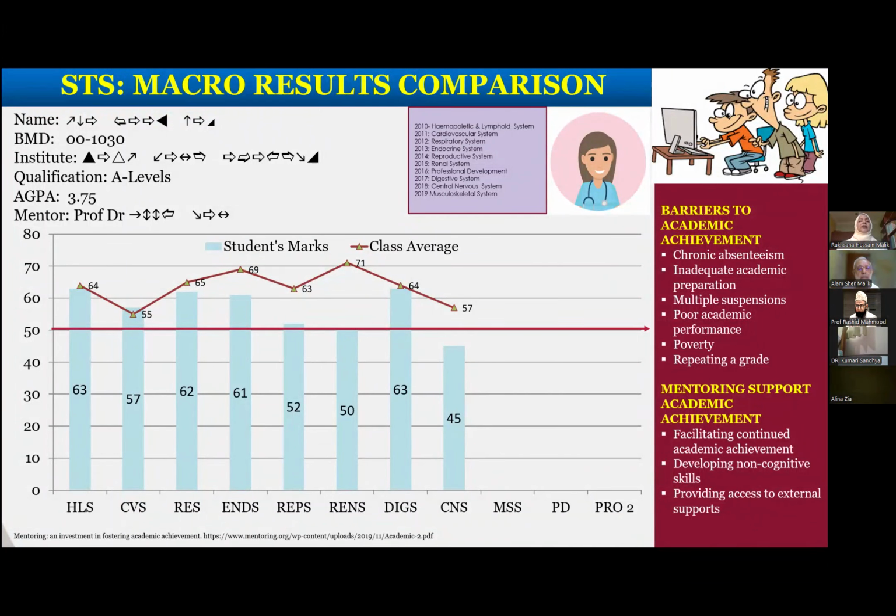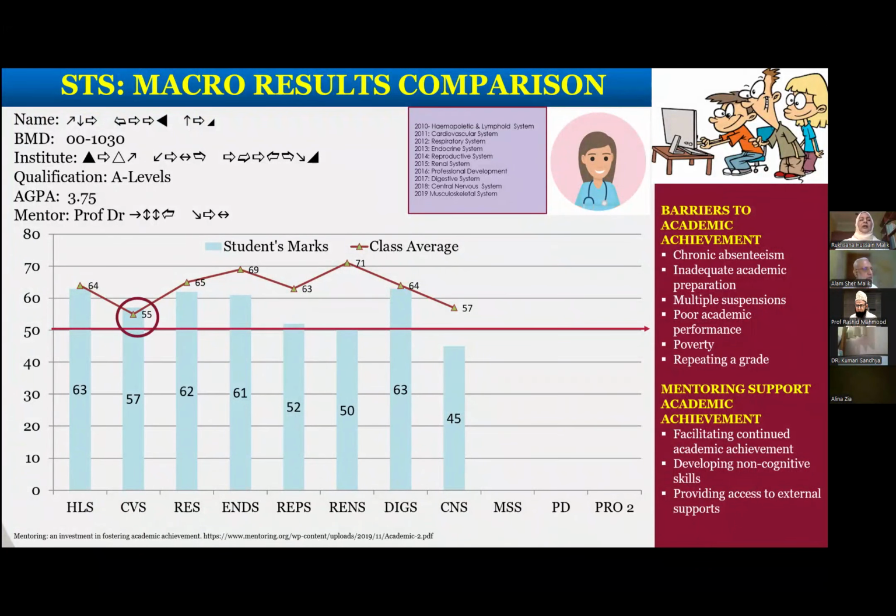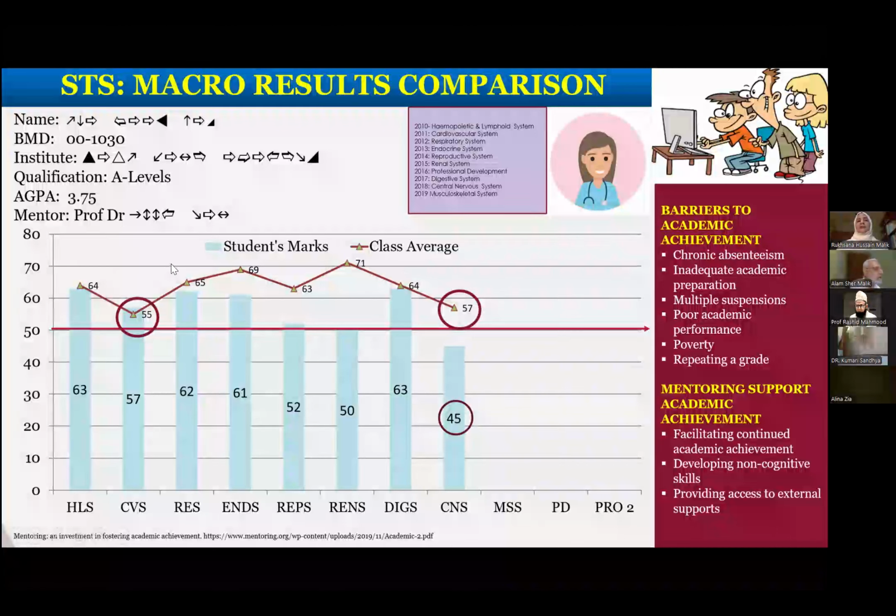The students' marks are in the bars. This is the mark of this specific student. Remember that 45 mark student? The same student is over here. And the CNS result, the marks scored by the student is 45. And the line graph above, you will see, the line bar is practically the average of the class.